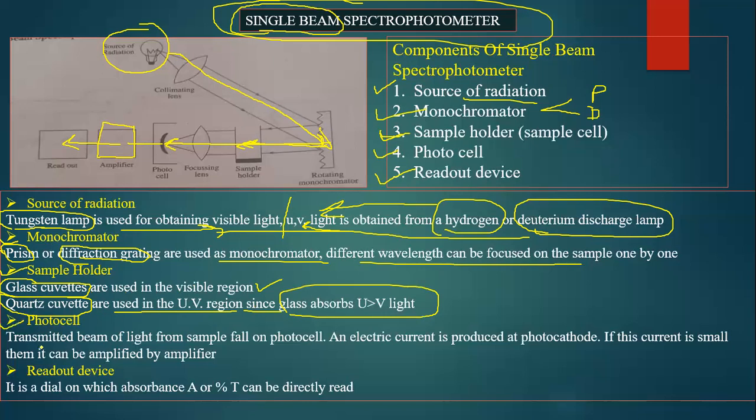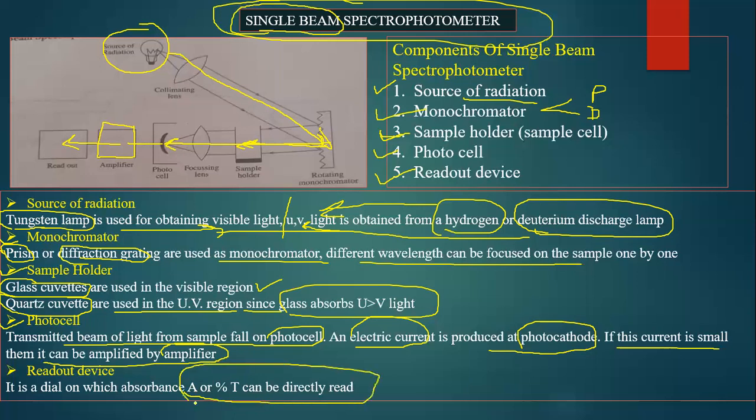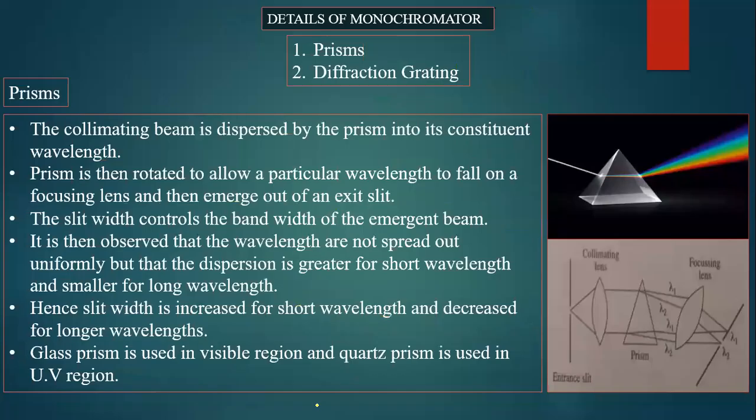Photocell: the transmitted beam of light from the sample falls upon the photocell. Then electric current is produced at the photocathode. As we have studied, if the current is small, then it can be amplified using the amplifier, and that can be recorded in the readout device in the form of absorbance and transmittance.